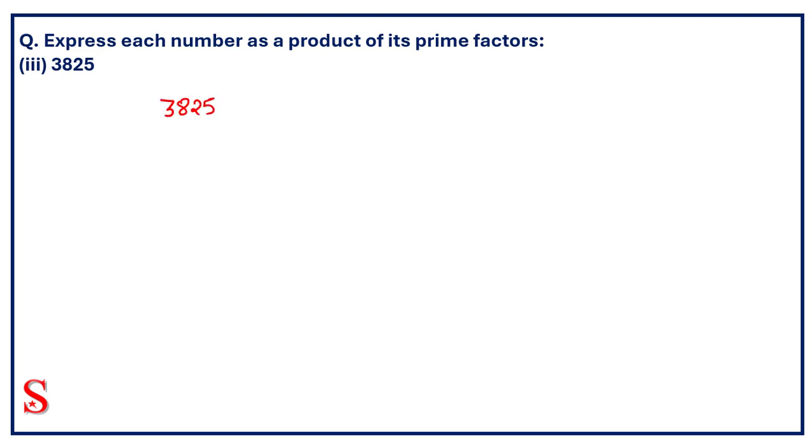3825. Now here, this is an odd number. So we'll start with the smallest odd prime number, which is 3. We'll see whether it is divisible by 3 or not. It is easily divided by 3. Now again, what we got as a remainder is again an odd number, so we'll check whether it is divisible by 3 or not. Again, it can divide by 3, so we'll divide it by 3 and check the remainder. Now it can't be divided by 3, so we'll divide it by 5.